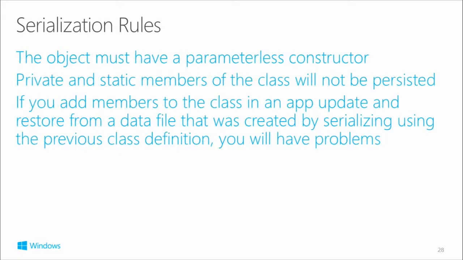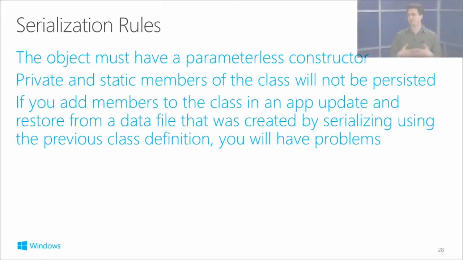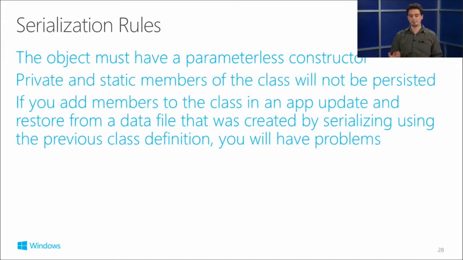So there are a couple of tricks around serialization. The objects must have a parameterless constructor. If you have a structure that takes in parameters, then it's going to fail at serialization. Private and static members of that class are not going to be persisted. The serializer is not going to be able to read private, and it's not going to be able to construct static.